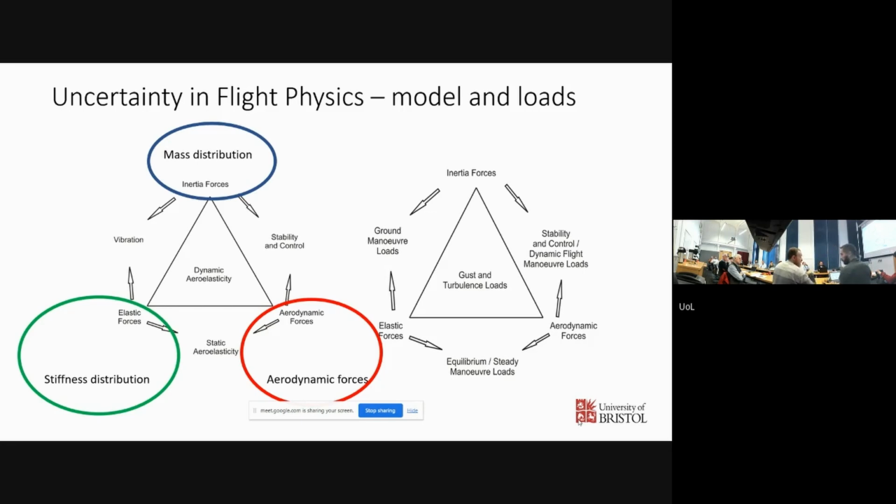So all of these key boxes there, the weight, the stiffness, and the aerodynamics, are all subject to uncertainties. And remember, they're all extremely coupled. So you can't take any of these in isolation, and an uncertainty or variation of one of the effects, be that through a physical phenomenon, be that how you model the structure or how you design it, is going to have an effect on everything else.